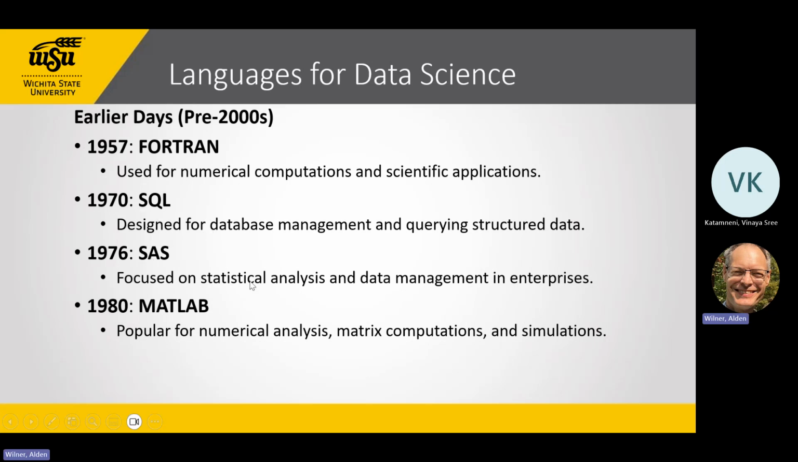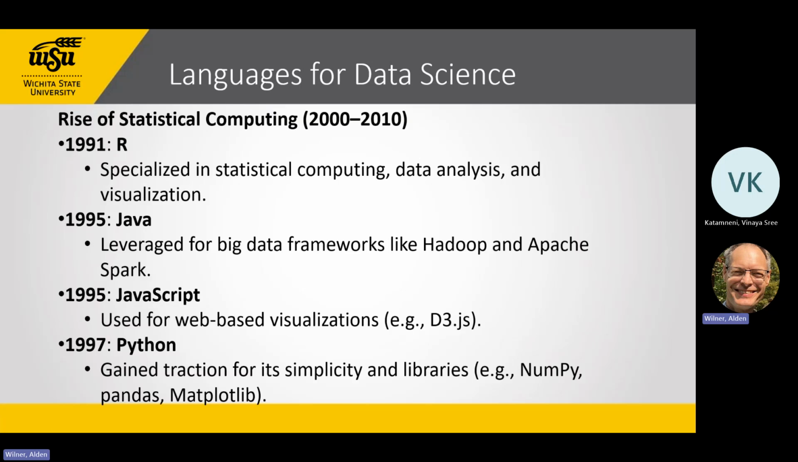SAS is another database management language. MATLAB, popular for numerical analysis. In the late 1990s to the 2000s, we saw the rise of statistical computing. So in 1991, the R programming language came along, and so did Python in 1991. It took a little longer for it to take off.